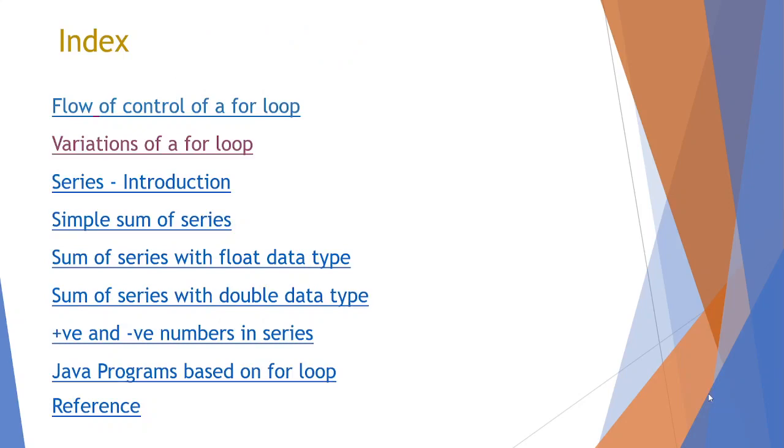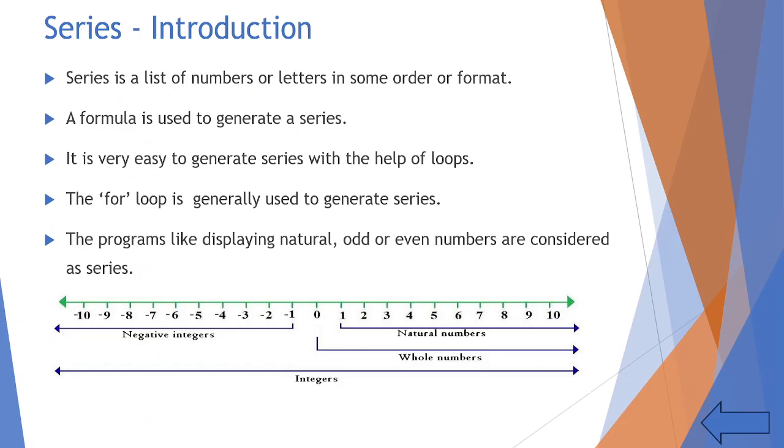Now, introduction to series. A series is a list of numbers or letters in some order or format. Generally, a formula is used to generate the series, and it's very easy to generate a series with the help of loops. A for loop is used to generate a series because we know the n number, like 1 to n, that we need to generate. Definite.